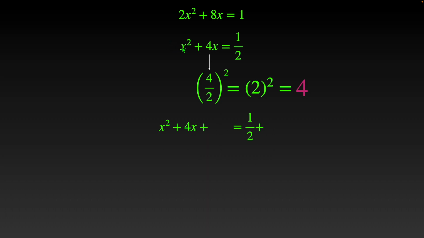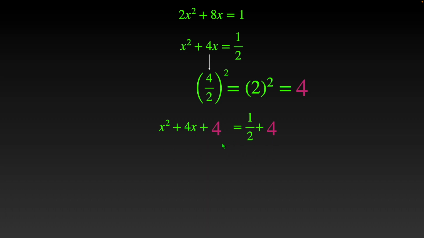We're going to take this equation here and write it right here. Notice I put plus an empty space on the left-hand side and plus an empty space on the right-hand side. And this is where we're going to put the 4, here and here. We have to do it on both sides. Because of the equal sign here, whatever change we make to the left-hand side, we must do the same change to the right-hand side.